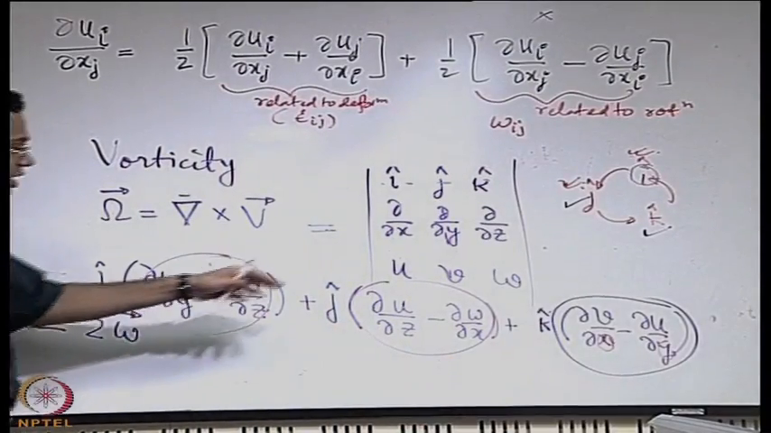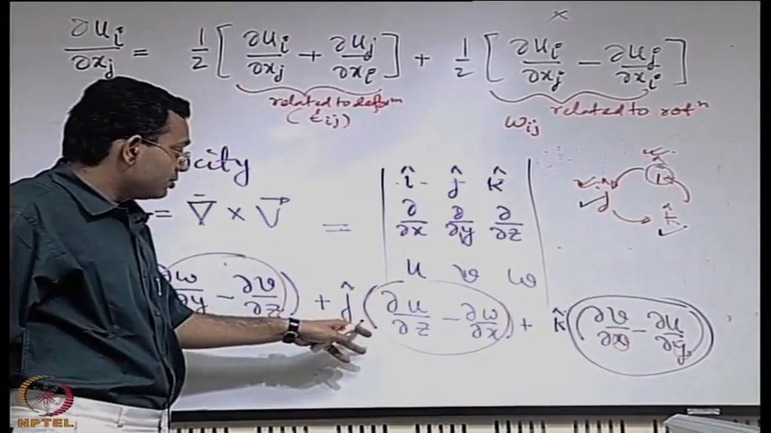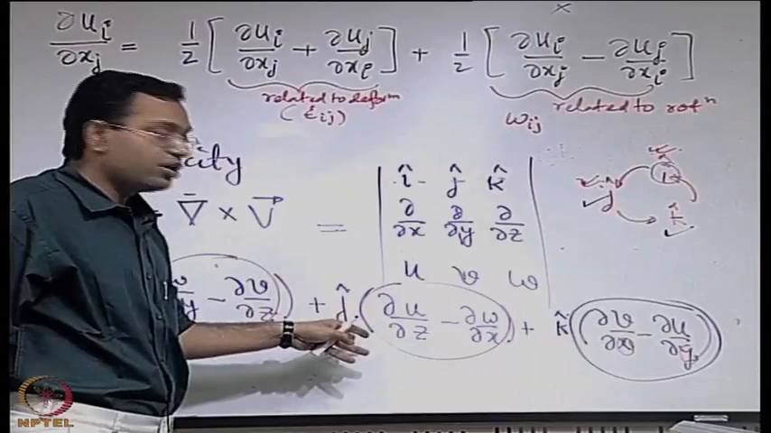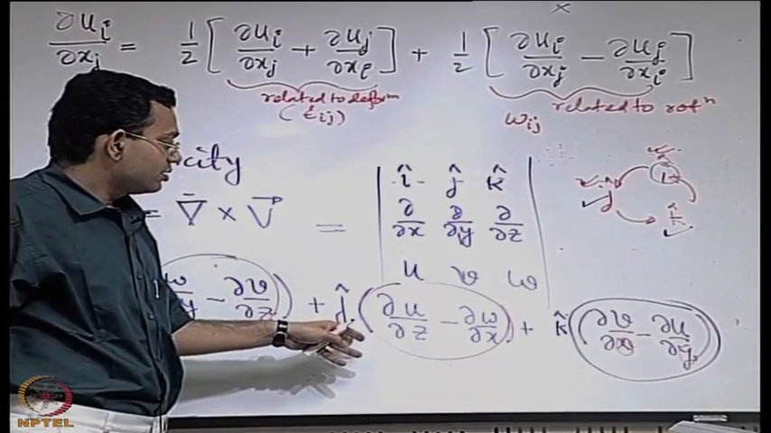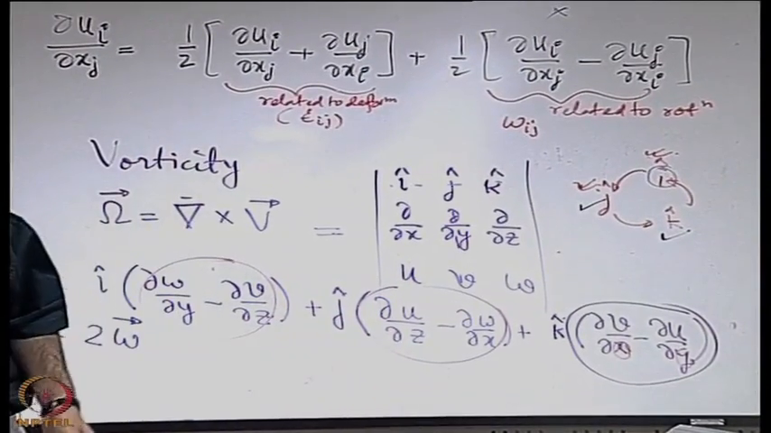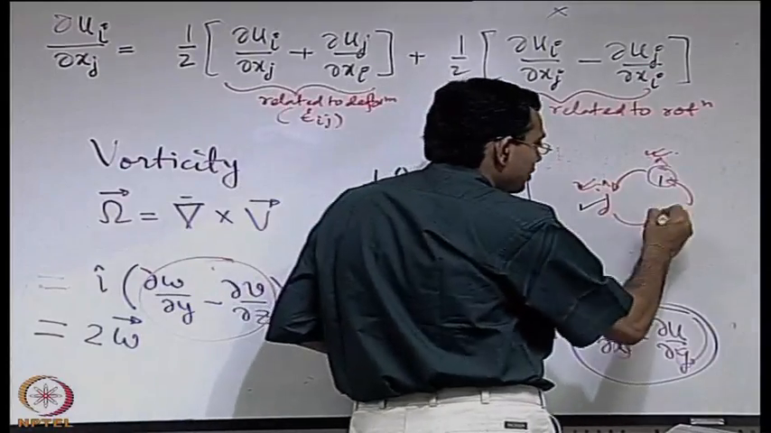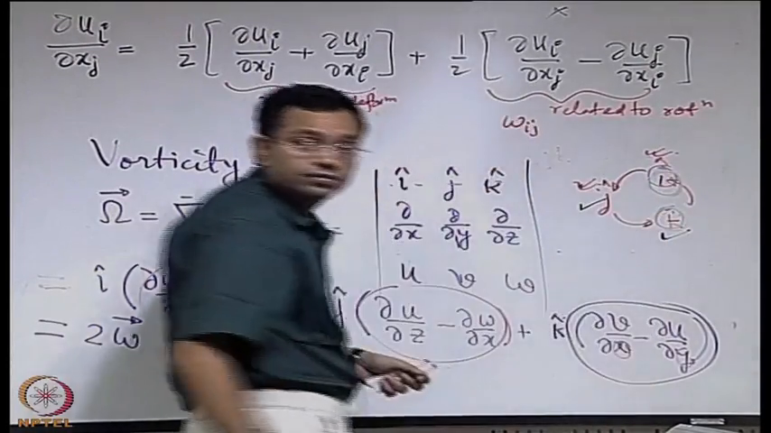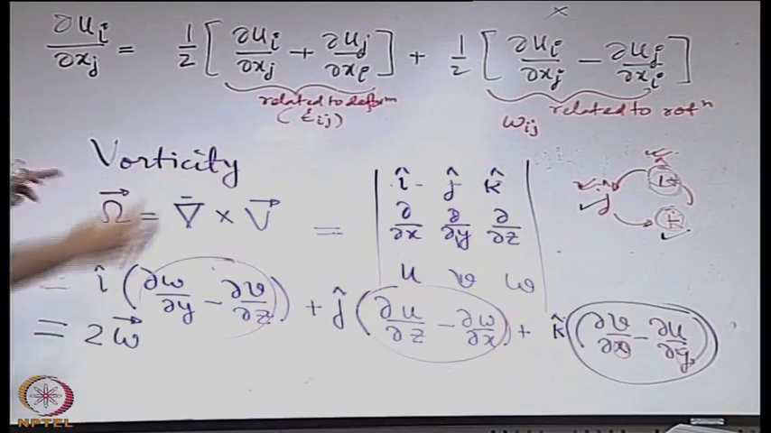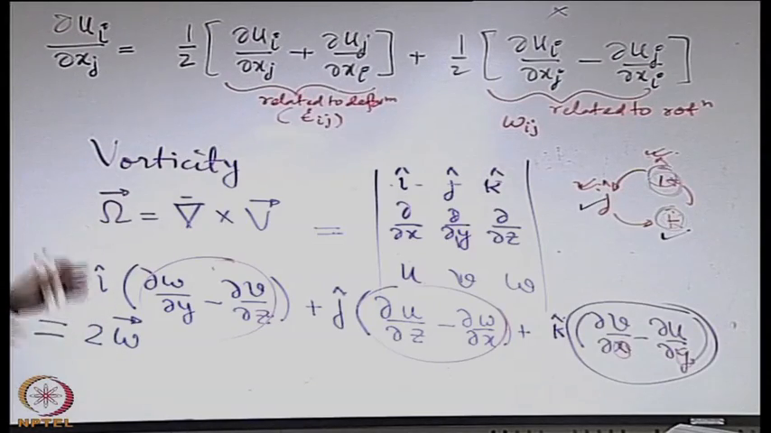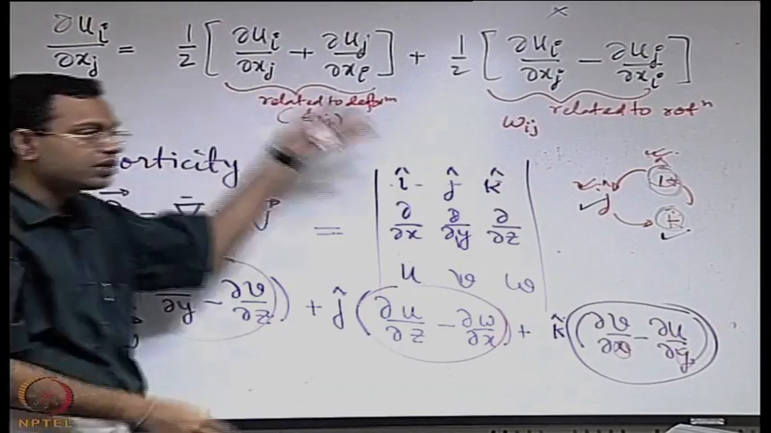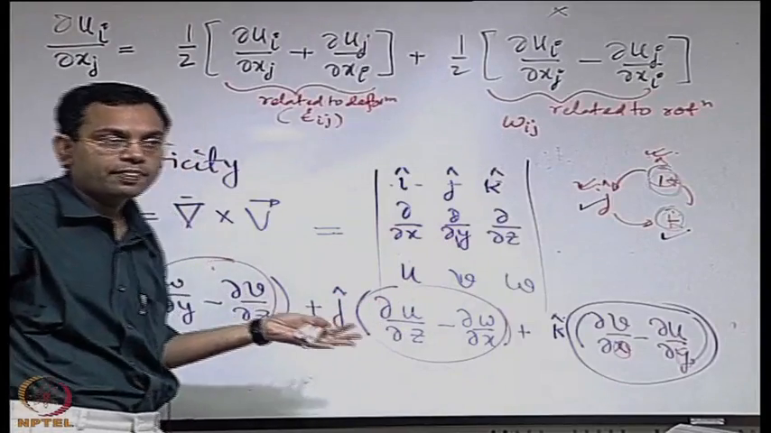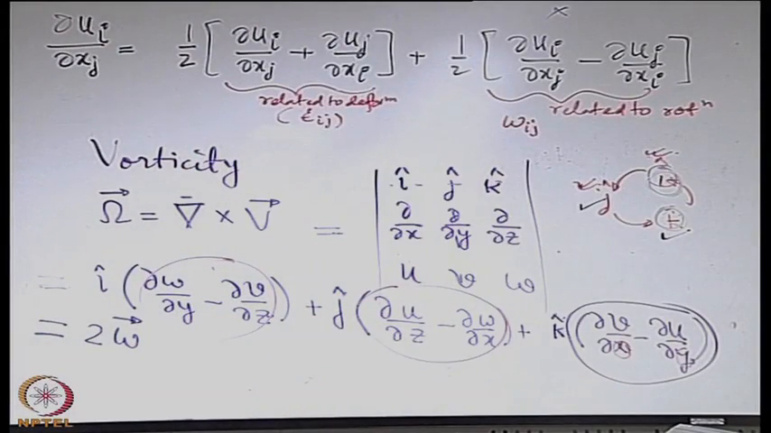When you are writing the j, that is the y component, first you are coming with this one and then with this one. So if you maintain this cyclic order, it is possible to reproduce that without doing the cross product each and every time.